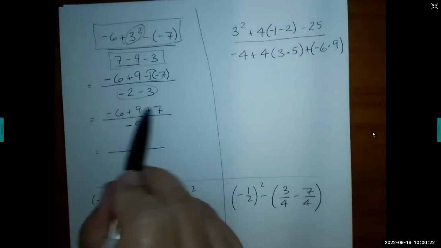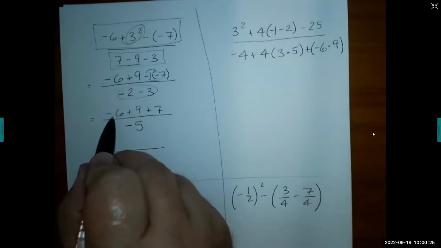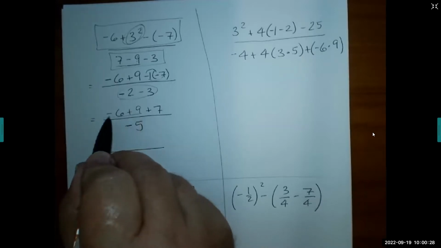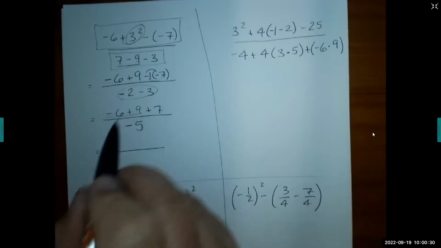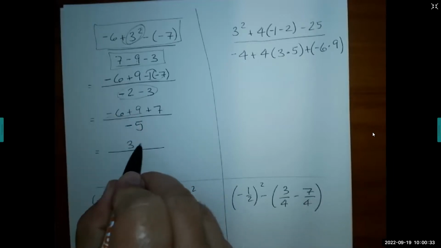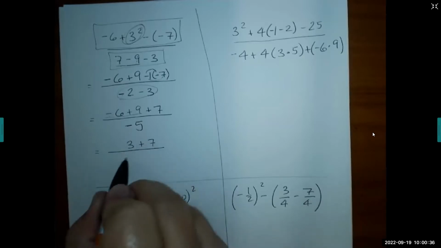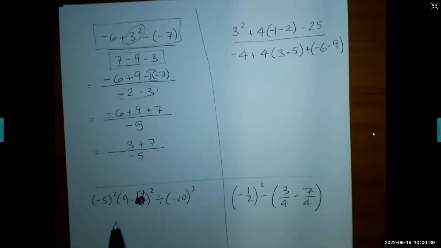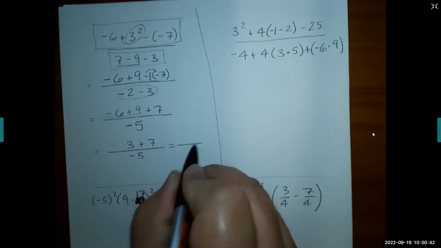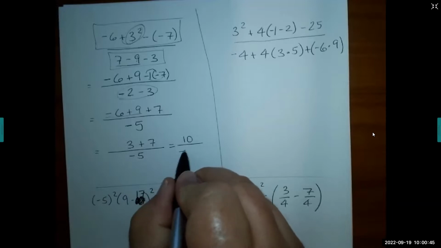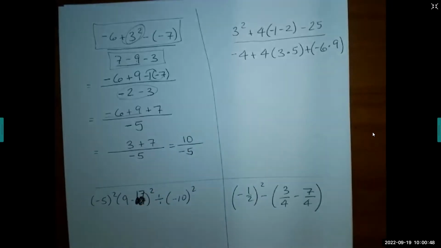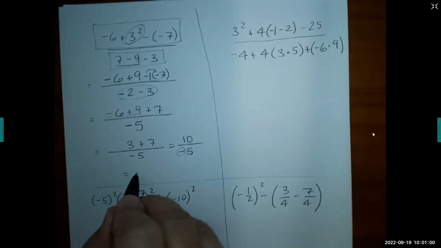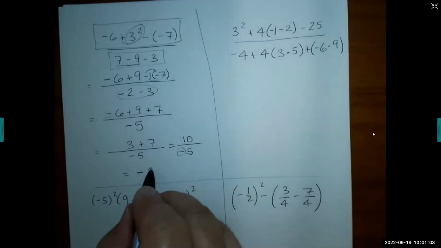Top, no special operations, no multiplication division. So we just add and subtract. -6 plus 9. 9's bigger, so the answer is positive. 9 minus 6 is 3. Over -5. 3 plus 7 is 10. Now you can tell me the answer. Now is the only time you can tell me if the answer is positive or negative. It's going to be negative because we only have 1 negative sign. 10 divided by 5 is 2. And there's your answer.